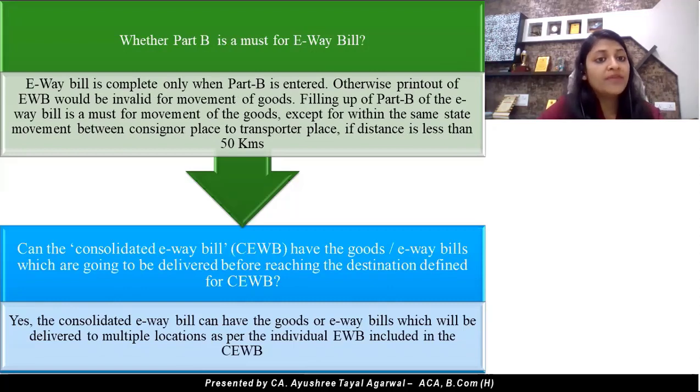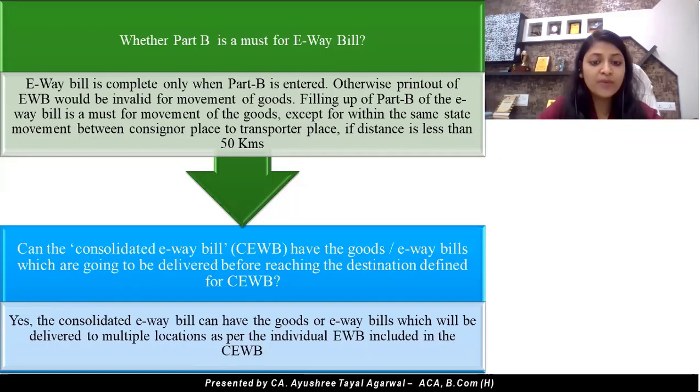Next question: whether Part B is a must for the e-way bill. This has been the most asked question by our clients. The e-way bill is complete only when Part B is entered. Otherwise, the printout of the e-way bill would be invalid for the movement of goods. Filling up Part B of the e-way bill is a must for the movement of goods, except for within-the-same-state movement from the consignor's place to the transporter's place if the distance is less than 50 kilometers.